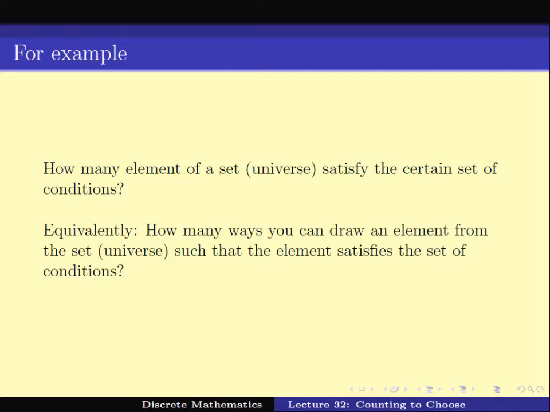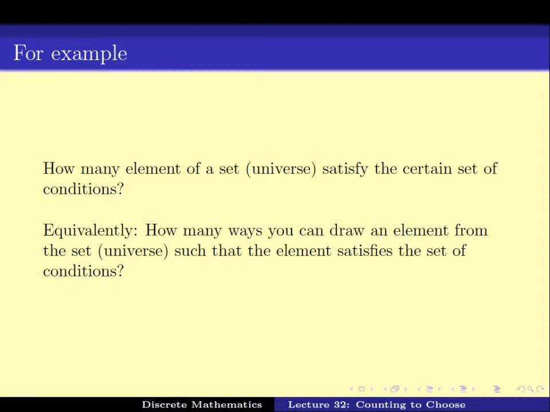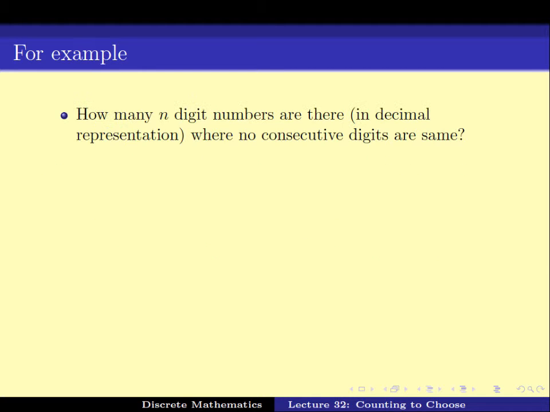The first one asks how many elements are there. The second one says that if I ask you to draw a particular number between 1 to n such that the number is prime, how many different ways can you draw it? Of course, the number of ways you can draw it is the number of prime numbers less than n. So you can understand that these two questions have exactly the same answer, and we would be jumping between the first way of stating it and the second way of stating it.